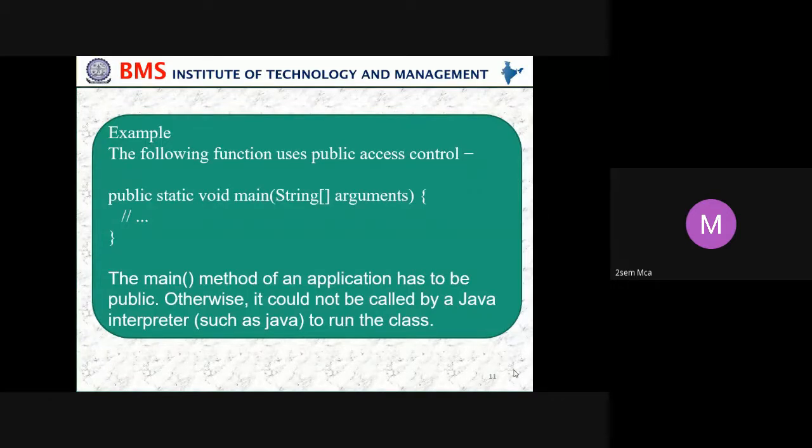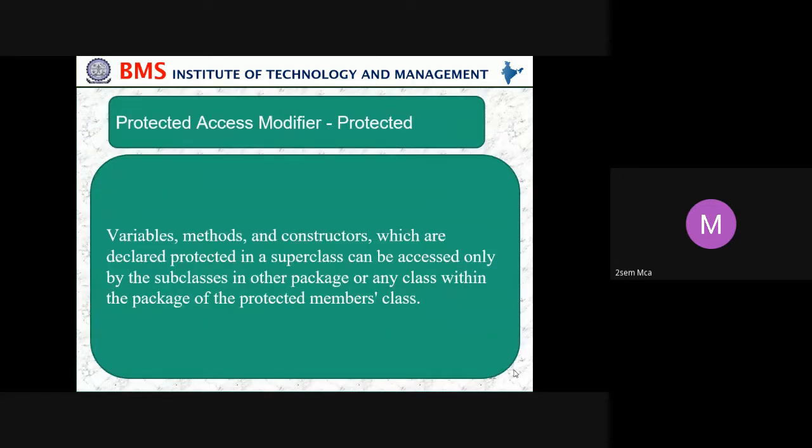So this is the syntax. The main method of an application has to be public, otherwise it could not be called by a Java interpreter to run the class. So we cannot change the access specifier for the main function. It should always be public.